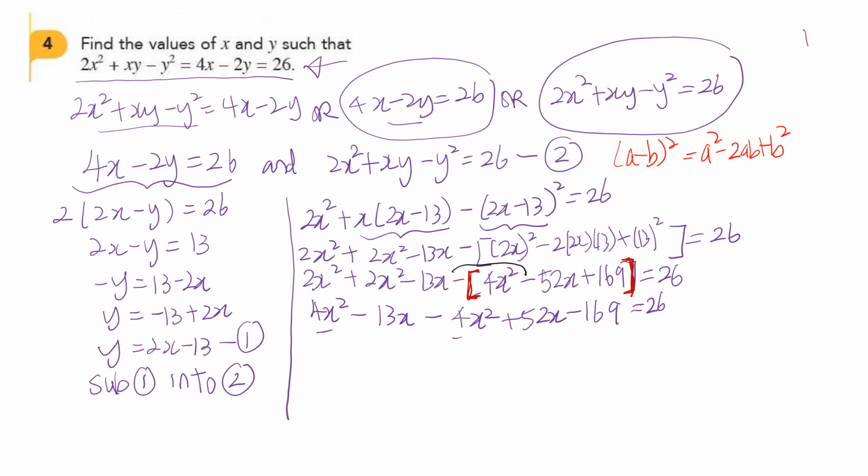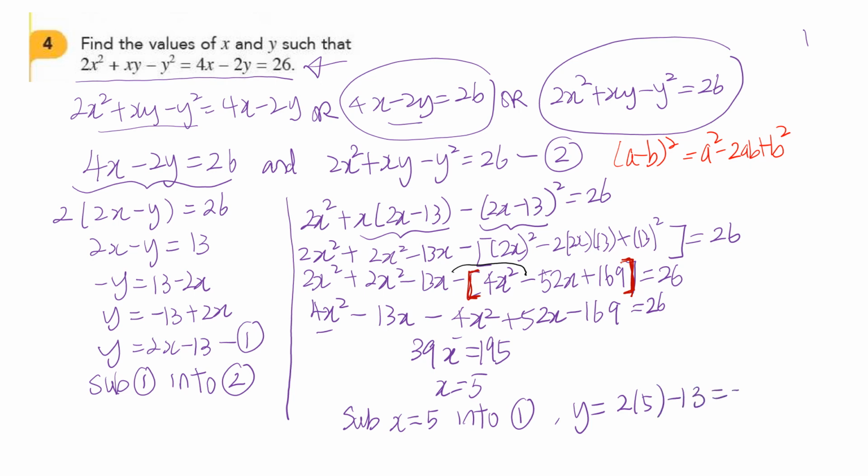52x minus 13x gives you 39x. So 39x is equals to 26 plus 169, 195. So x will be 195 divided by 39 gives you 5. Alright, so our story doesn't end here. I still need to find the values of y. So I'm going to sub x equals to 5 into equation 1. And I'll get y equals to 2 times 5 minus 13 gives you negative 3.